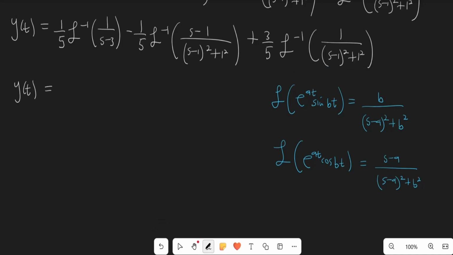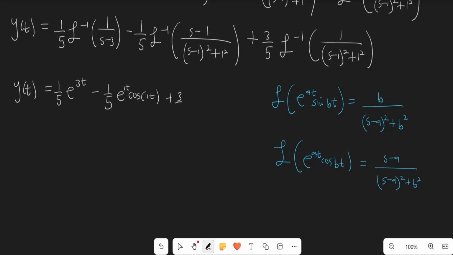So y of t is going to be 1 over 5, and this one we already know to be e to the 3t, the Laplace inverse of 1 over s minus 3, minus 1 over 5, right? And this one is cosine because we have s on top. But cosine of what? That's 1 squared, so cosine of 1t, but the s variable is shifted by 1, so it is multiplied by e to the 1t, like this. And this one is going to be what?